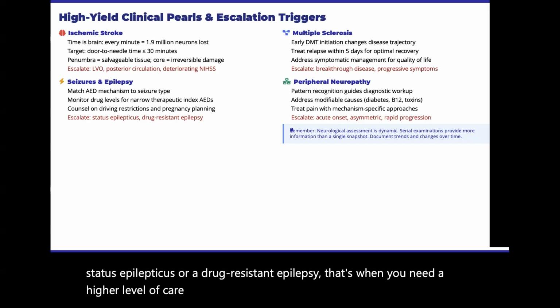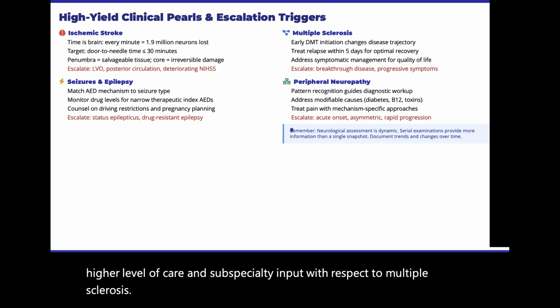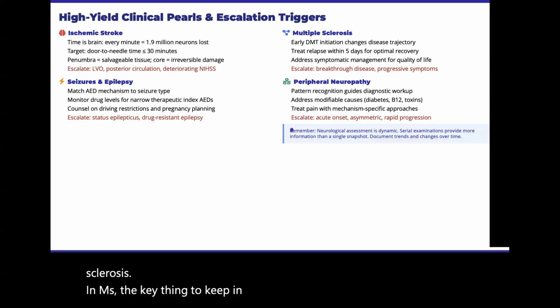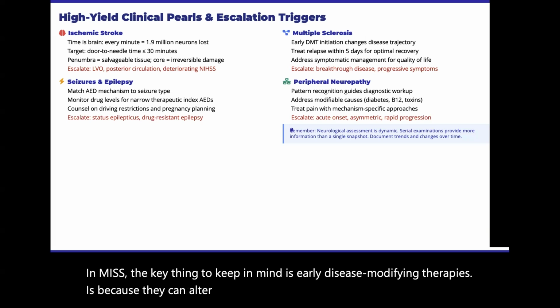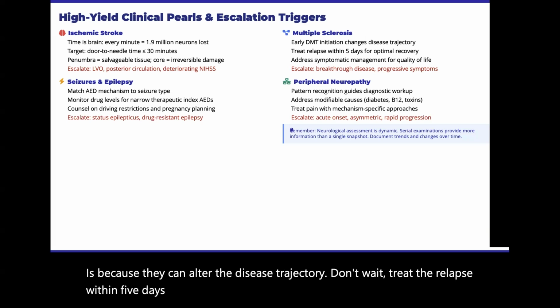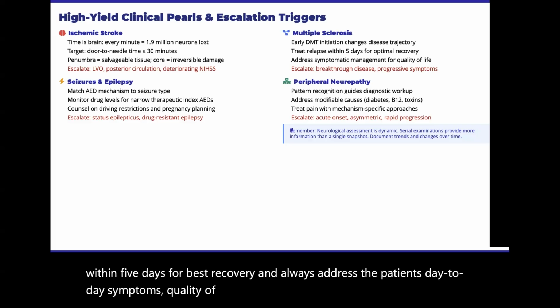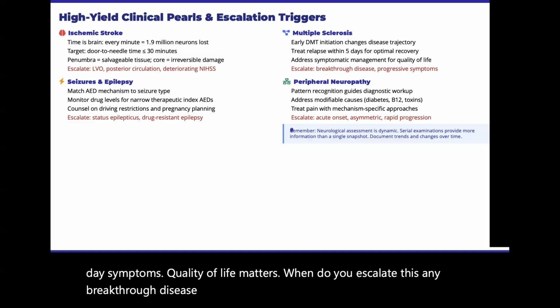With respect to multiple sclerosis, in MS, the key thing to keep in mind is early disease-modifying therapies because they can alter the disease trajectory. Don't wait. Treat the relapse within 5 days for best recovery and always address the patient's day-to-day symptoms. Quality of life matters. When do you escalate this? Any breakthrough disease, new lesion, new symptom, or progressive decline despite treatment.